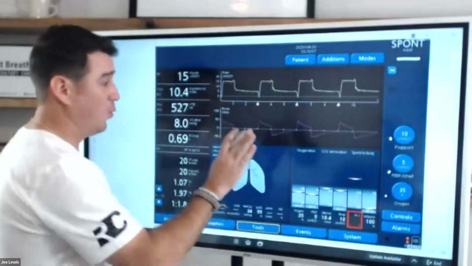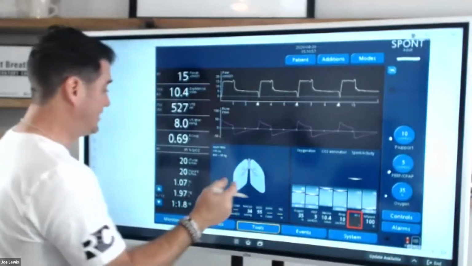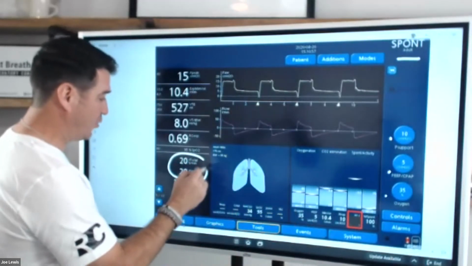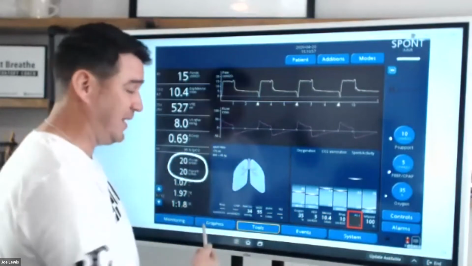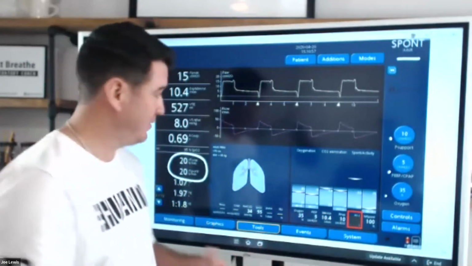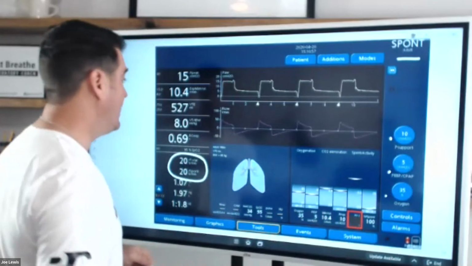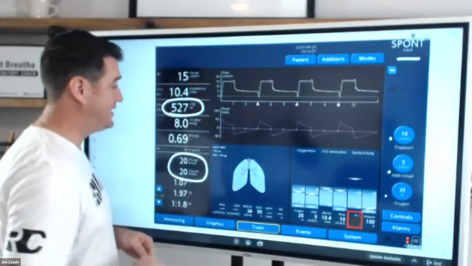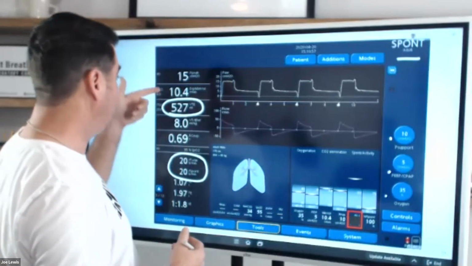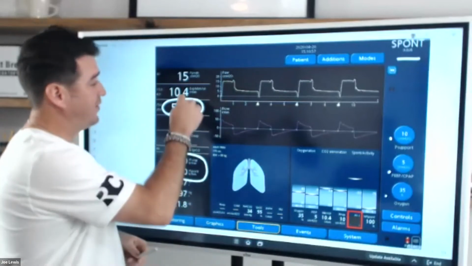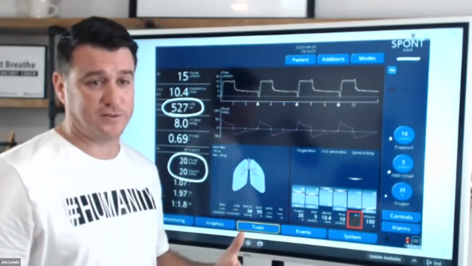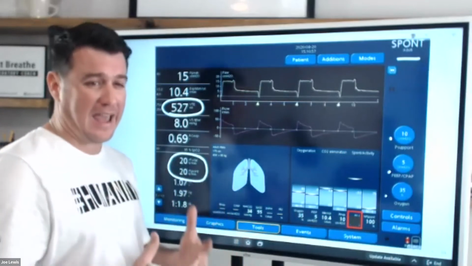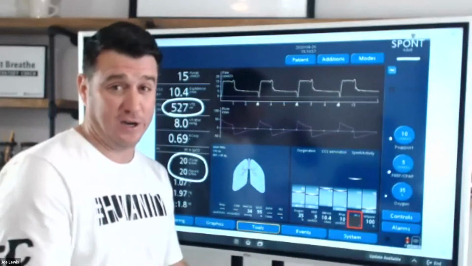When we assess what is happening with our patient, we see a respiratory rate of 20 breaths per minute. So this looks good, right? Nothing concerning there. And when we look up at our tidal volume, we see an exhaled tidal volume of 527 and an expired minute volume of 10.4 liters. So we have an average tidal volume of about 500.